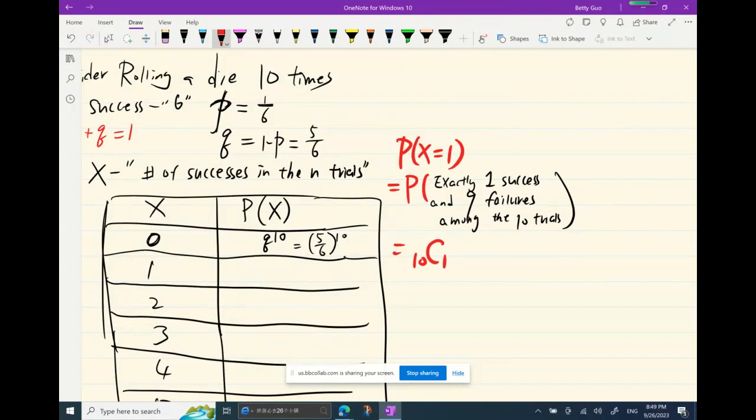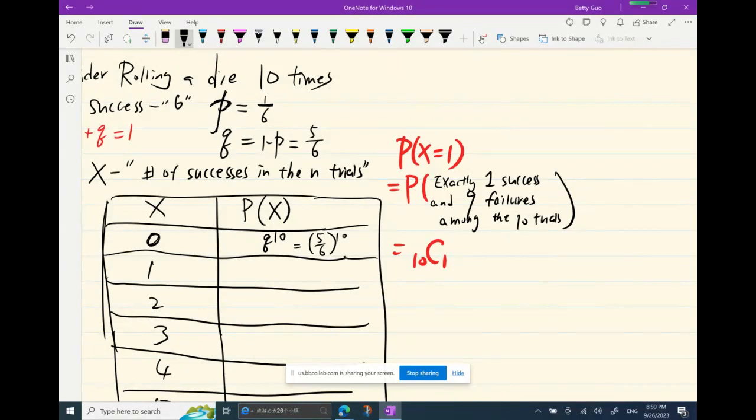C10-1. What is C10-1? Combination. In order for that to happen, we need to firstly pick a trial to assign as a success. We have 10 trials, so from the 10 trials, we pick 1, and we use that 1 trial as the only time that success is going to happen. Do you see what I'm talking about?